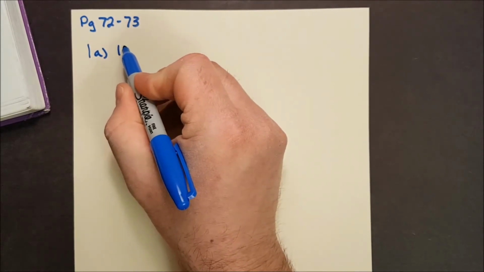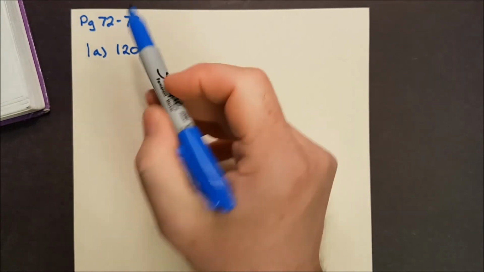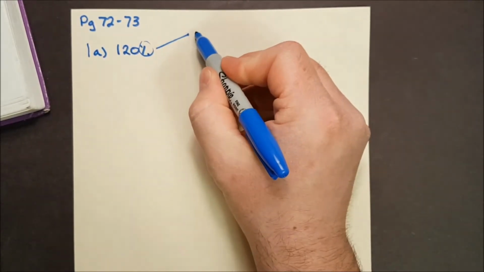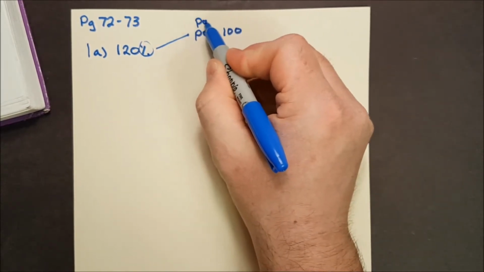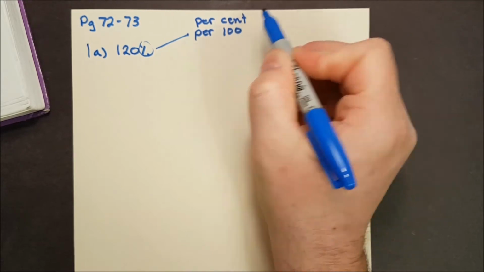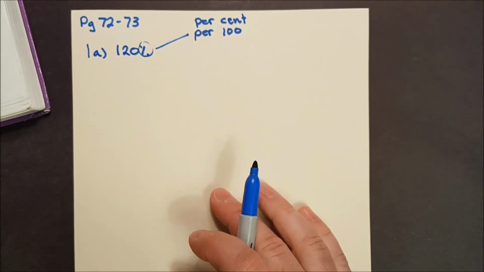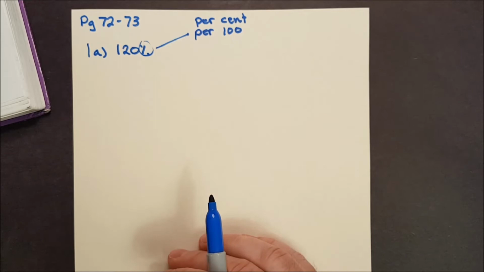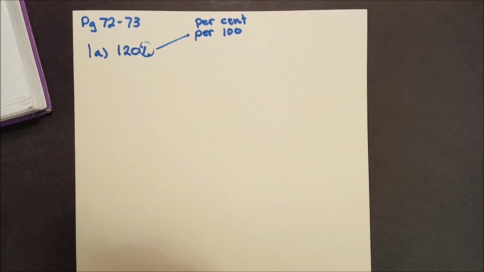1A says 120%. Okay. Well, first let's look at what percent actually means. This means actually per every 100. Percent, cent is Latin for 100. We know cents, it takes 100 cents to make a dollar. Centimeters, it takes 100 centimeters to make 1 meter. So this means 120 per every 100.